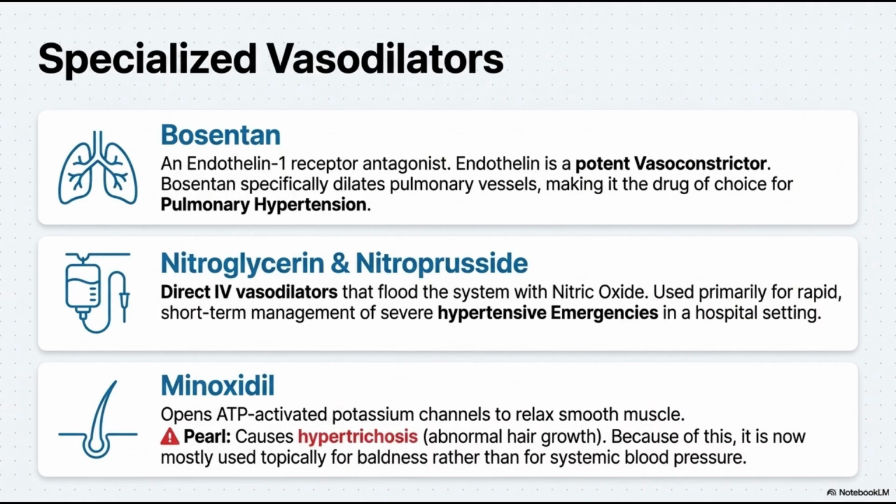Specialized vasodilators: bosentan, an endothelin-1 antagonist used specifically for pulmonary hypertension. Nitrates, direct IV vasodilators that flood the system with nitric oxide, used for hypertensive emergencies. Minoxidil opens potassium channels to relax muscle. A unique side effect is hypertrichosis, hair growth, which is why it is now used topically for baldness.